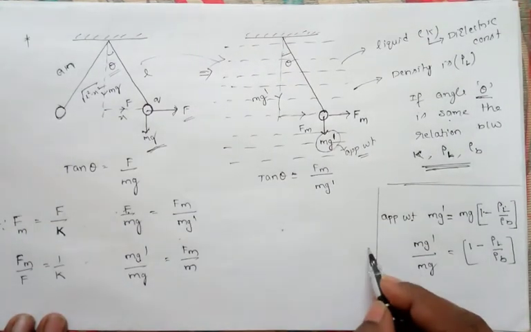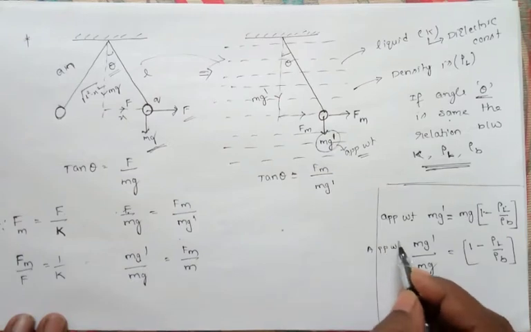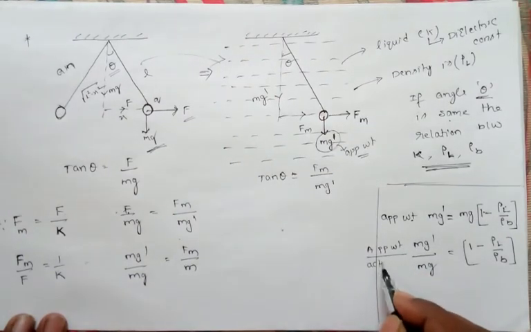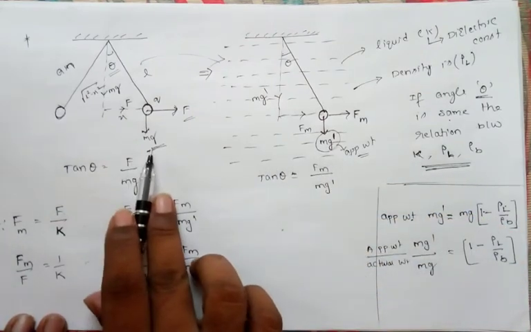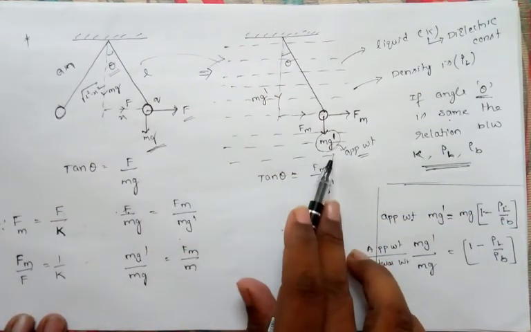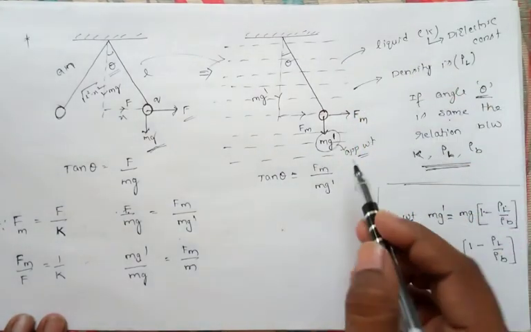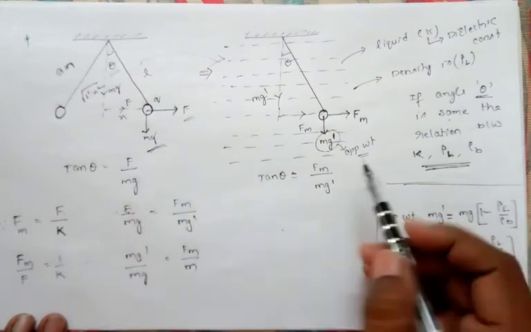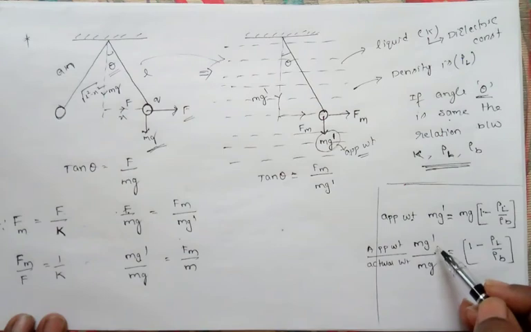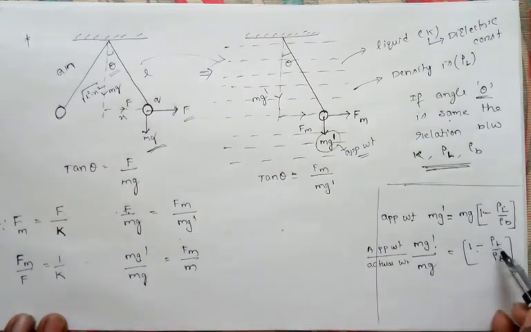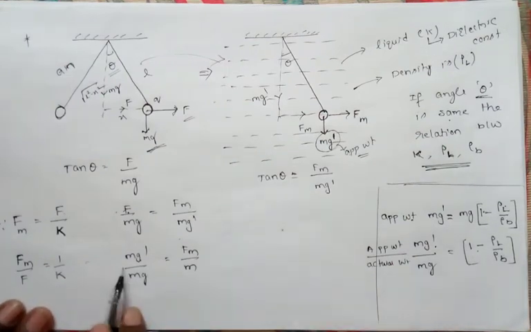So this is the relation of apparent weight to actual weight. When a body is in air, it has its actual weight, but when placed in some fluid, upthrust acts upward. That's why the weight will not be equal to the actual weight; the weight gets reduced, and that weight is nothing but the apparent weight. So the ratio of apparent weight to actual weight is 1 minus density of the liquid by density of the body. You can refer to this formula from fluid mechanics.